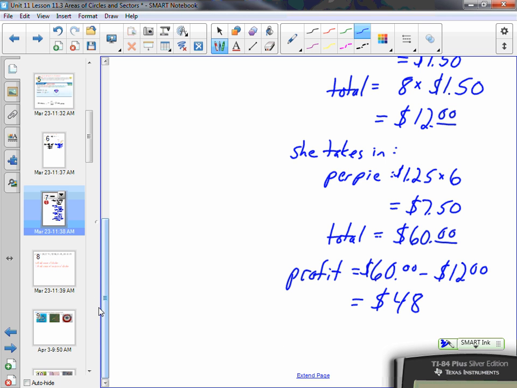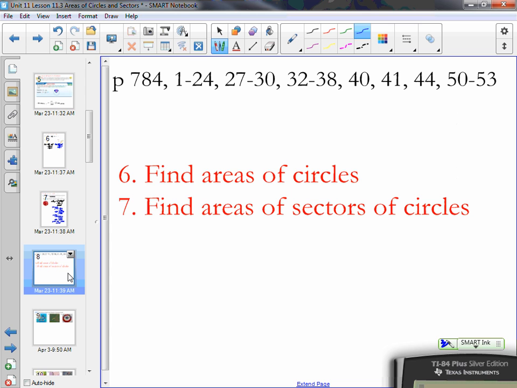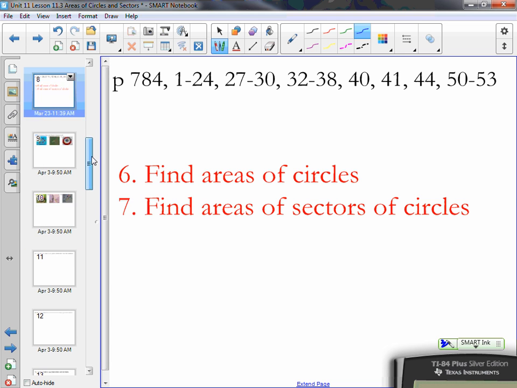Are there any questions over the areas of circles and the areas of sectors? In a minute, let's get started on this. Page 784. Do 1 through 24, 27 through 30, 32 through 38, 40, 41, 44, and 50 through 53. I'll do it on the recording. Which one did you want to see? 27? And I'll put this back up in just a minute.